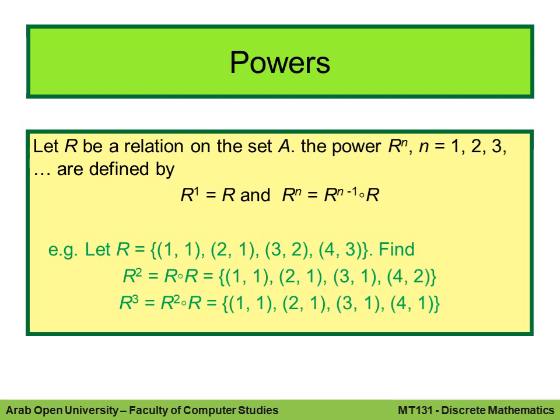R3, just take R2, compose it with R, and here are the ordered pairs you get: 1, 1, 2, 1, 3, 1, and 4, 1. For every power, just take the previous power and compose it with R. You can do this, of course, but the powers work only if the relation is on a set. It's a relation from A to A.